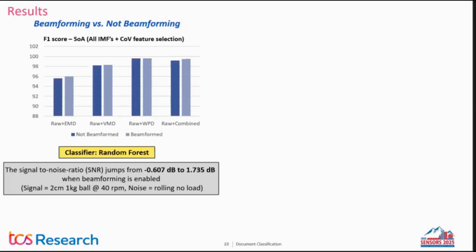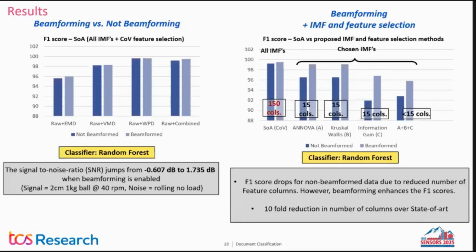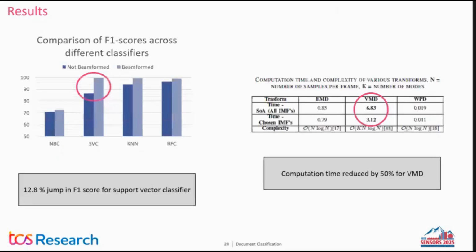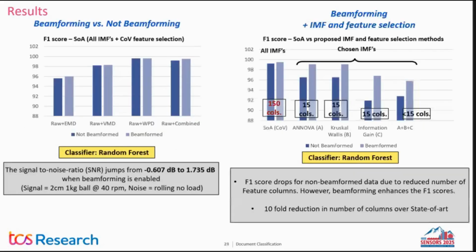So now, what if we add the proposed IMF and feature selection? Here we are performing beamforming and IMF and feature selection. So we have compared the state of the art with our proposed method. First of all, you can see that there is a 10 times reduction in the number of columns, obviously.